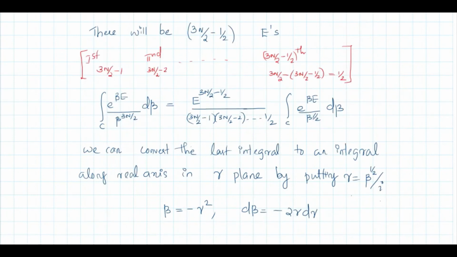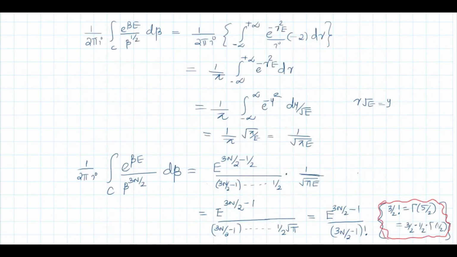So we already have this much times here, this much time. The answer for this integral multiplied with 1 by 2 pi i, that is 1 by root pi i. So you have to add these terms also. e raised to 3n by 2 minus half divided by 3n by 2 minus 1 up to half into 1 by root pi i. This root e in the denominator will become e raised to minus half, that will come to here, and e raised to 3n by 2 minus 1. Denominator is 3n by 2 minus 1 up to half into root pi.